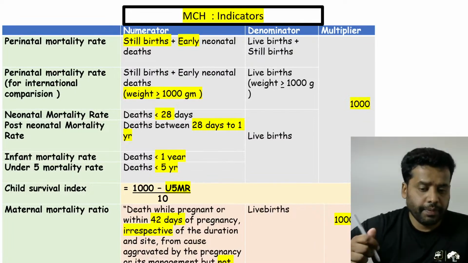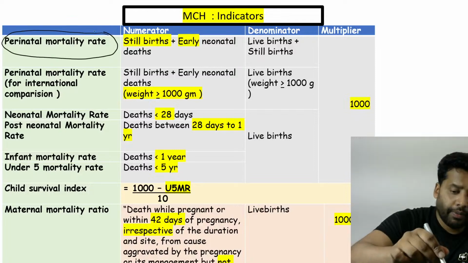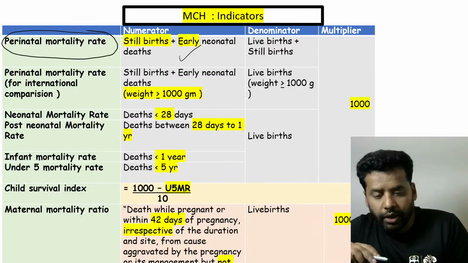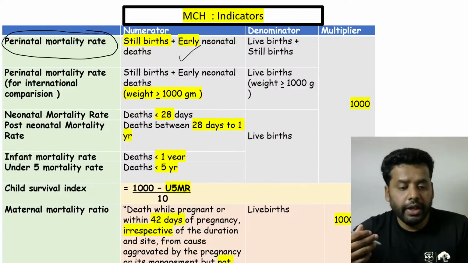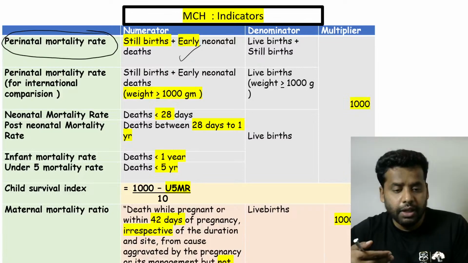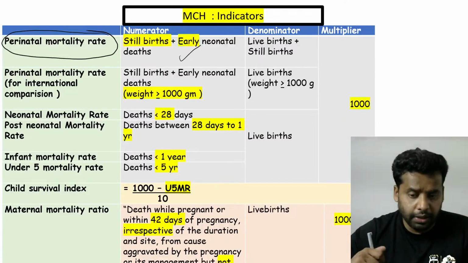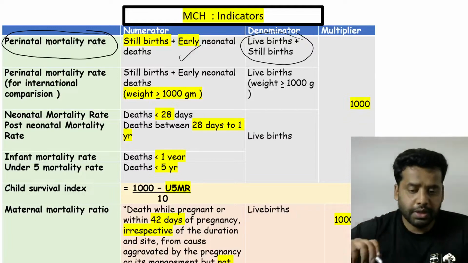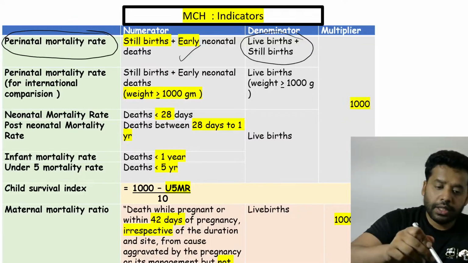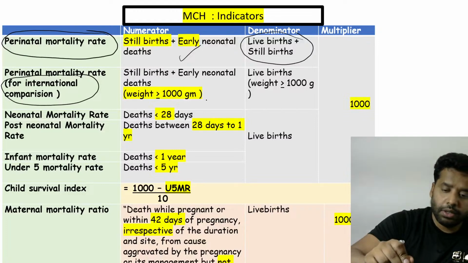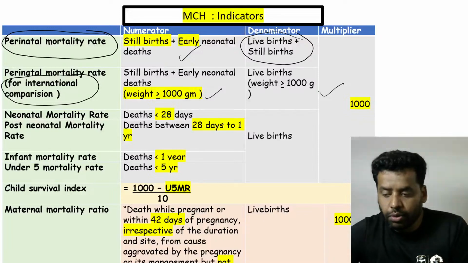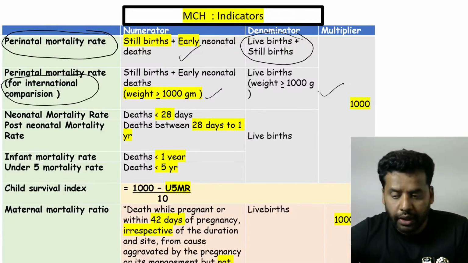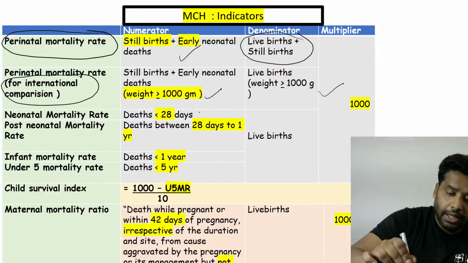MCH indicators. Perinatal mortality rate means stillbirth plus early neonatal deaths. Stillbirth starts from 28 weeks in India, the period of viability. Denominator is live birth plus stillbirth. If they ask for international comparison, count only babies weighing more than 1 kg. Don't include everyone, not everyone.